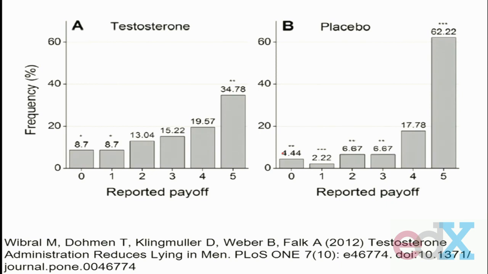So what they did is they just asked them, what did you roll? Knowing full well that if they said the high number, they would get that money. If they said low, they would get that money. So definitely there was incentive to lie, plus nobody knew what the real outcome was. And here are the results.